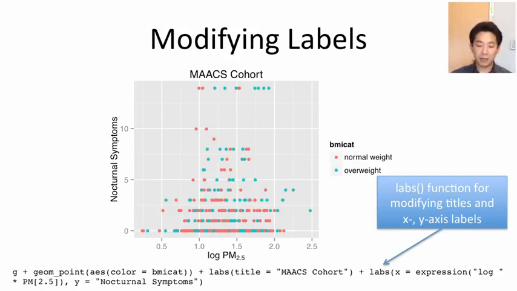I've set the x label to be this expression, which is log PM2.5, and I used the mathematical annotation that we talked about previously to get that 2.5 subscript on there. And then I set the y label to just be nocturnal symptoms. So now it looks a little bit cleaner. The plot has more appropriate labels on it.